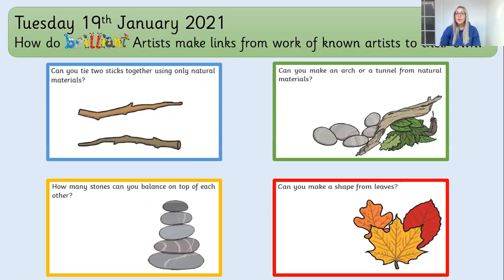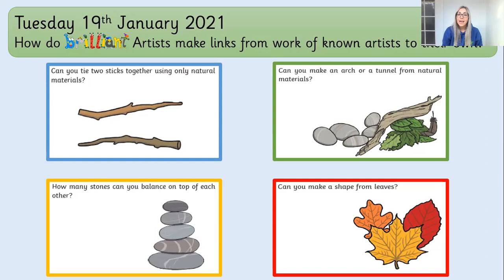Okay, I've got a few more ideas to go through. So these ones are, can you tie 2 sticks together using only natural materials? So this is a bit of a challenge. It might be that you could use some leaves to tie around them. That's just an idea. See what you can find to tie 2 sticks together using natural materials.